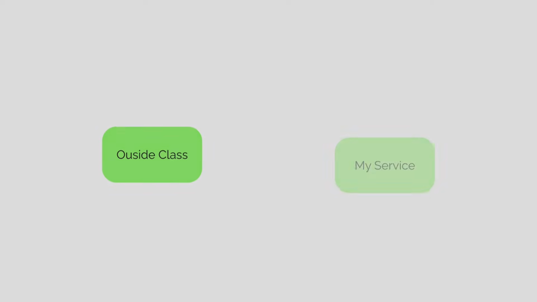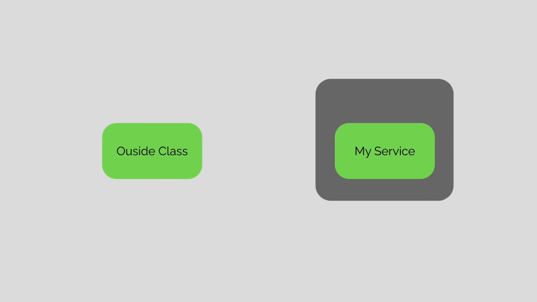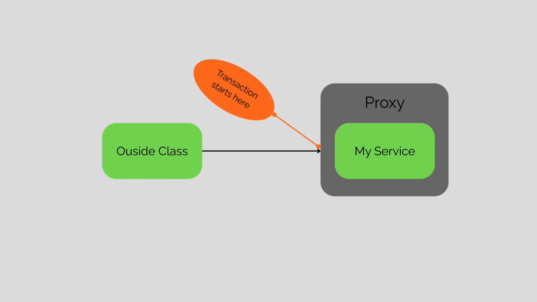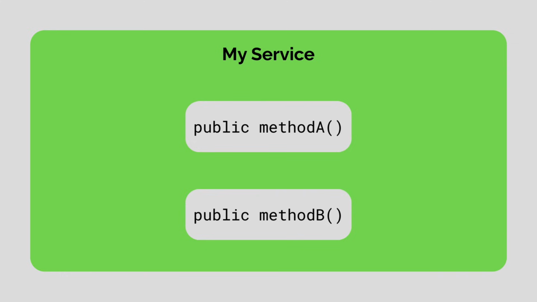Why? Spring wraps your bean in a proxy. When an outside class calls your bean, it calls the proxy. The proxy starts the transaction, then it calls the real method. But when a method calls another method in the same class, it uses this. It does not use the proxy. It goes directly to the real method.